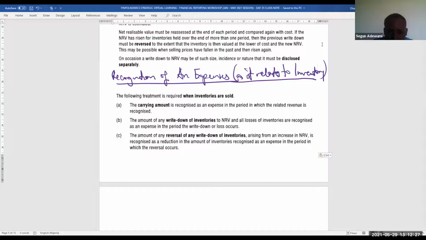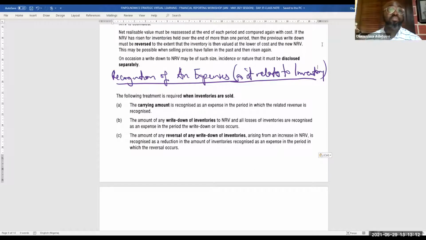Recognition of an expense as it relates to inventory. The following treatment is required when inventories are sold. A, the carrying amount is recognized as an expense in the period in which the related revenue is recognized. B, the amount of any write-down of inventories to NRV and all losses of inventories are recognized as an expense in the period the write-down or loss occurs. C, the amount of any reversal of any write-down of inventories arising from an increase in NRV is recognized as a reduction in the amount of inventories recognized as an expense in the period in which the reversal occurs.